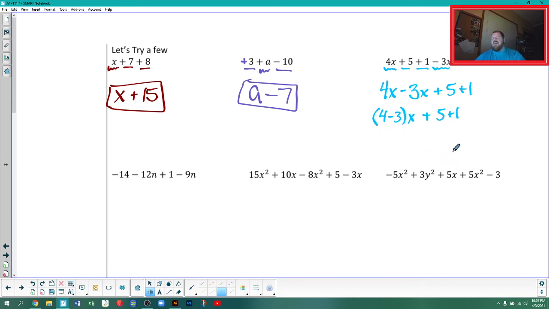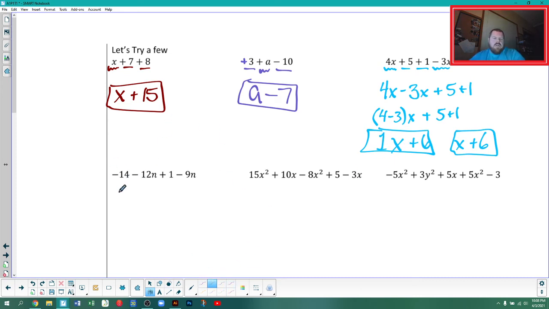I don't like that. I like thinking I have 4 x's and I have negative 3 x's. And what happens when I mash those together? I'm going to get 1x. And you can either write x or 1x. I don't really care. If it helps you to write 1x, then do that. And then the plus 5 plus 1, that's going to end up at plus 6. And that's our final answer. But I would accept x plus 6 also. Okay, that's probably more common of an answer than this one.